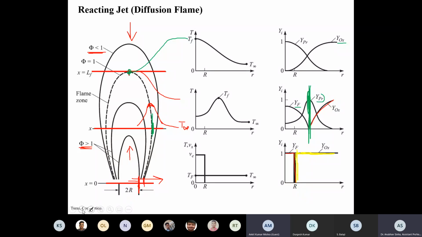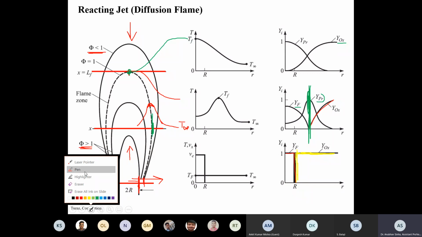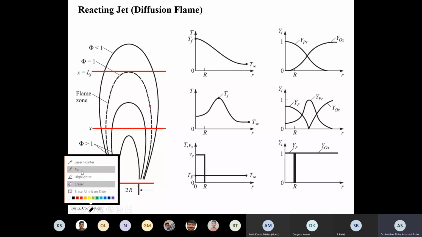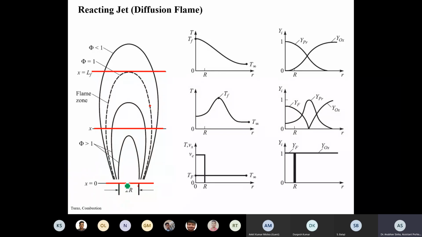Okay. Let me do one thing. Let me delete everything, then it will be clear to you, right? So let us talk about mole fraction. Let us say that you understood about this jet. Let me get a pen. So let us say we are injecting fuel from here, pure fuel. If I take a measurement here, mole fraction will be how much for the fuel? Pure fuel.